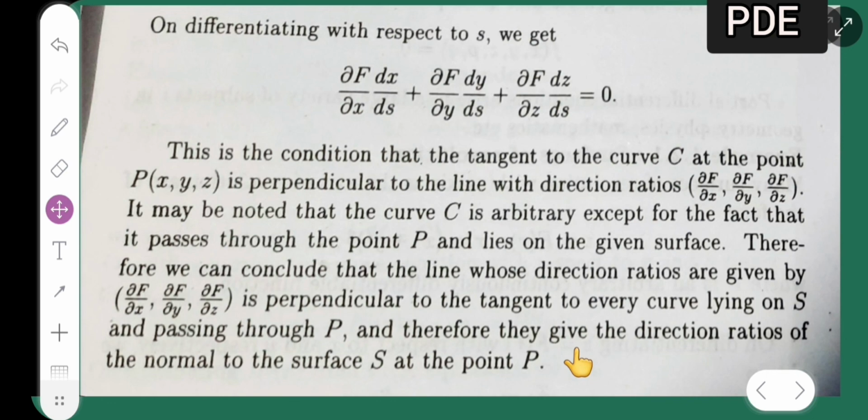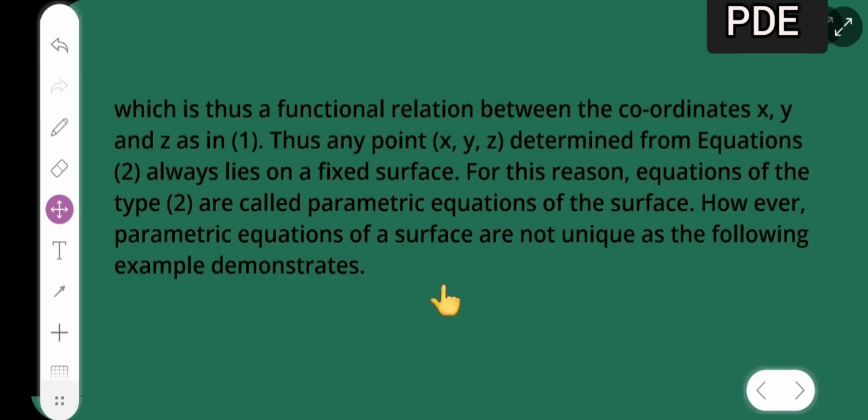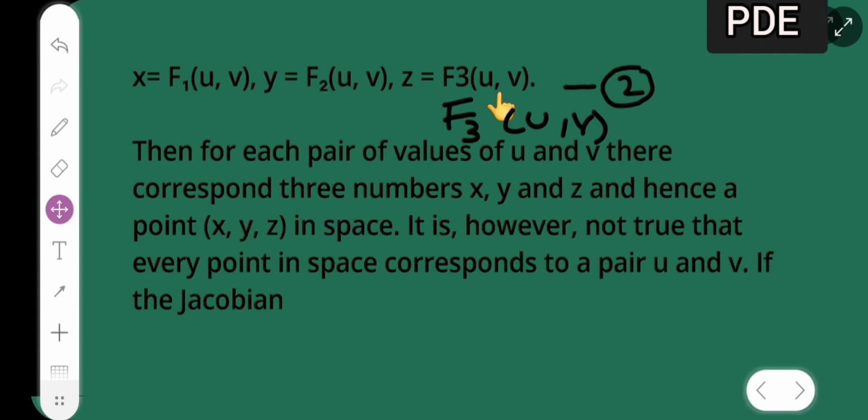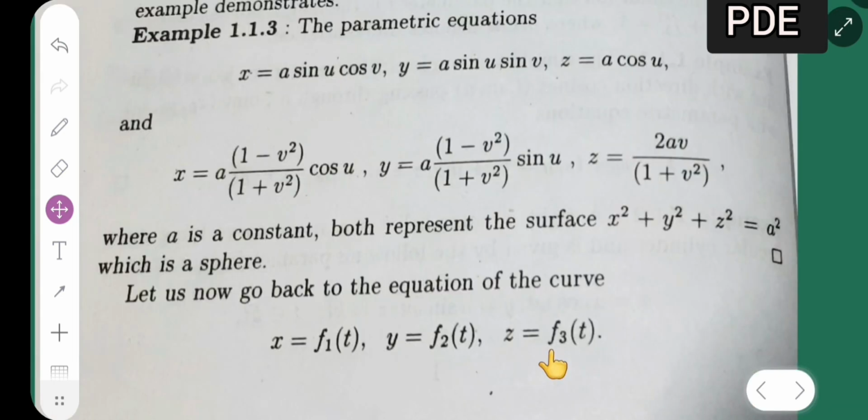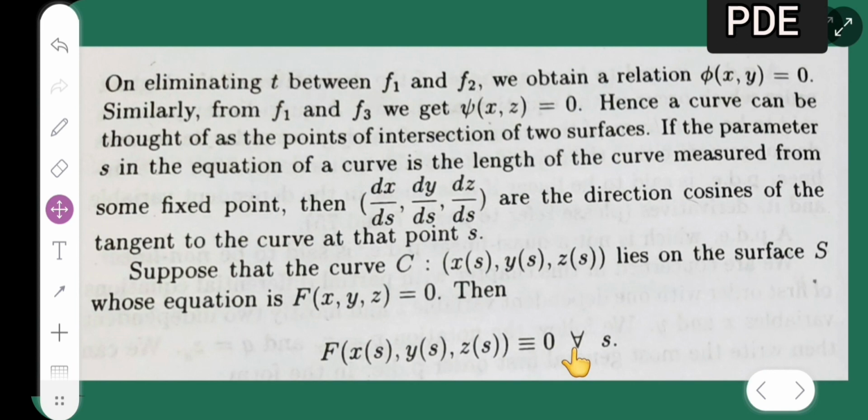And you all can take down all this part. You all can write it down. So this is the last part of today's lecture, this one.